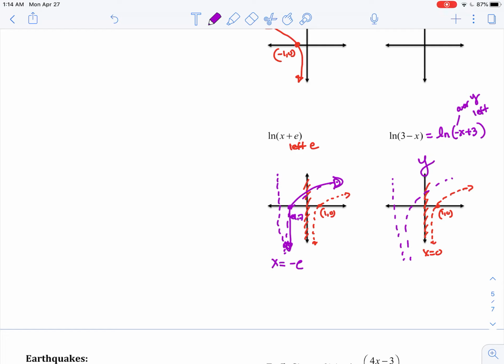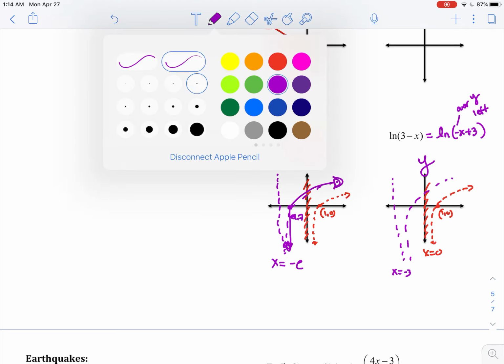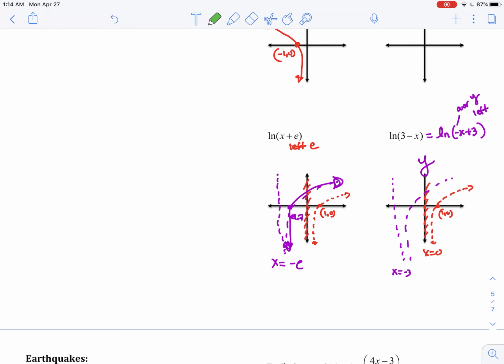And then we are flipping over the y-axis, which means we are negating our x values. So this was at x equals negative 3. But if we're now flipping over the y-axis, or negating our x values, x equals negative 3 is now going to shift over here to x equals positive 3 for our new vertical asymptote. And if we flip our graph over, our graph is going to be doing something along those lines.